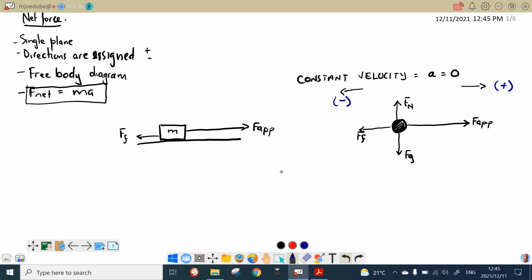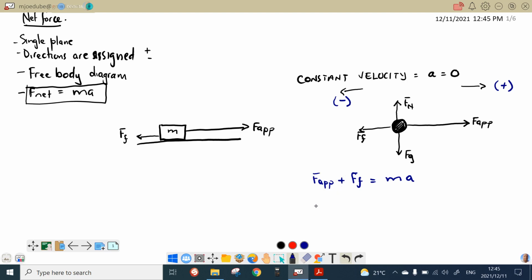If I now have to calculate the F net, I'm going to sum up or add up all the forces in this particular plane, in this case in the horizontal plane, and then that should be equal to my F net, which is going to be equal to my ma. So my F net in this case is going to be my F app plus my FF, and this is going to give me my mass times the acceleration.